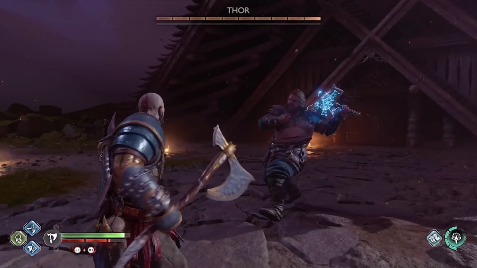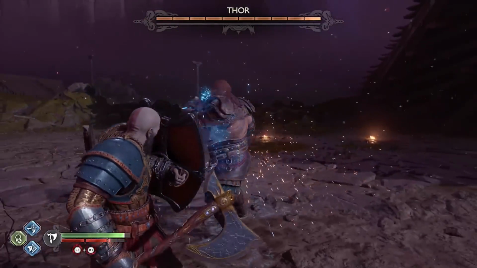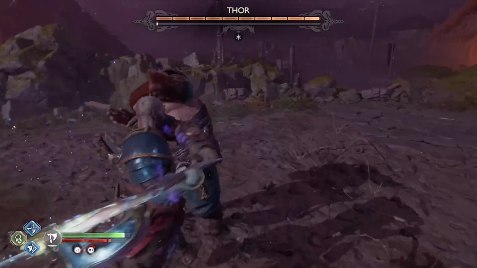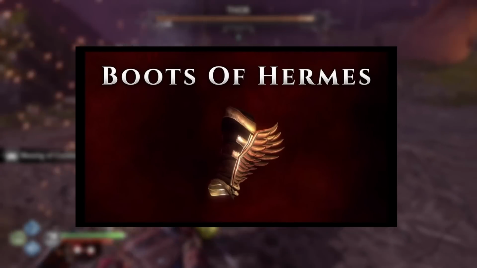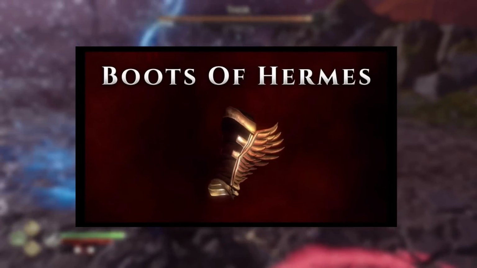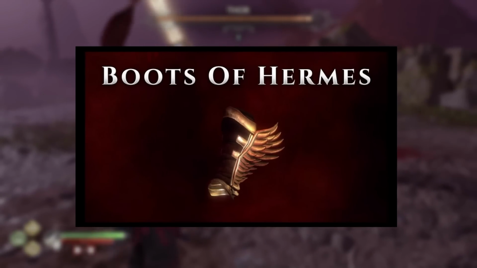Now with this video, I want to help out the combat designers. Combat designers, aren't you guys tired of how slow these games' combat system can feel at times? Do you think that maybe the combat would benefit from the addition of the iconic Boots of Hermes? If you do, just stick around a little bit longer.